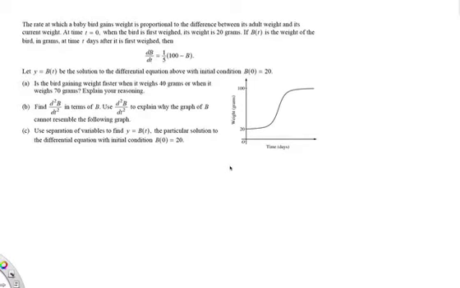All right, this is question 5 from the 2012 test. We're talking about the weight of a bird, and they're talking about the equation B, which is the weight of the bird at different times. We know at time 0, the bird weighed 20 grams. They've given us an equation, dB/dt, the rate of change of the weight of the bird with time. Let y equals B of t be the solution to the differential equation.